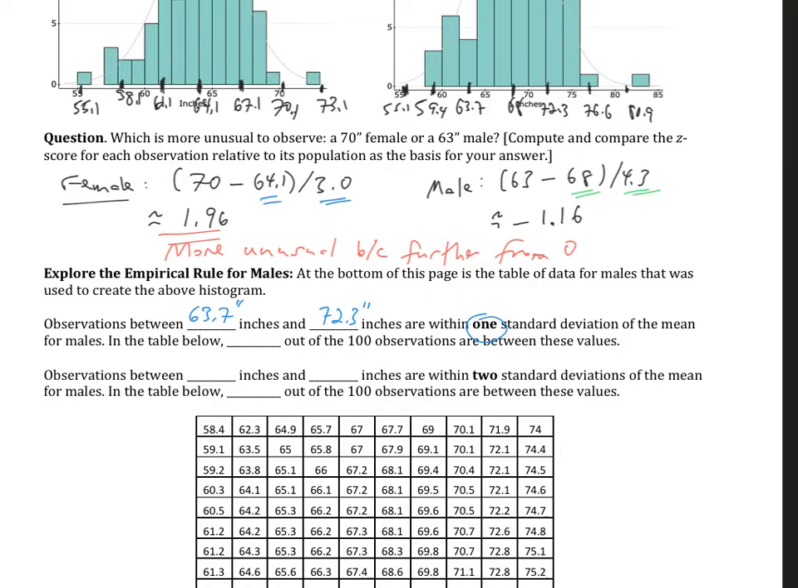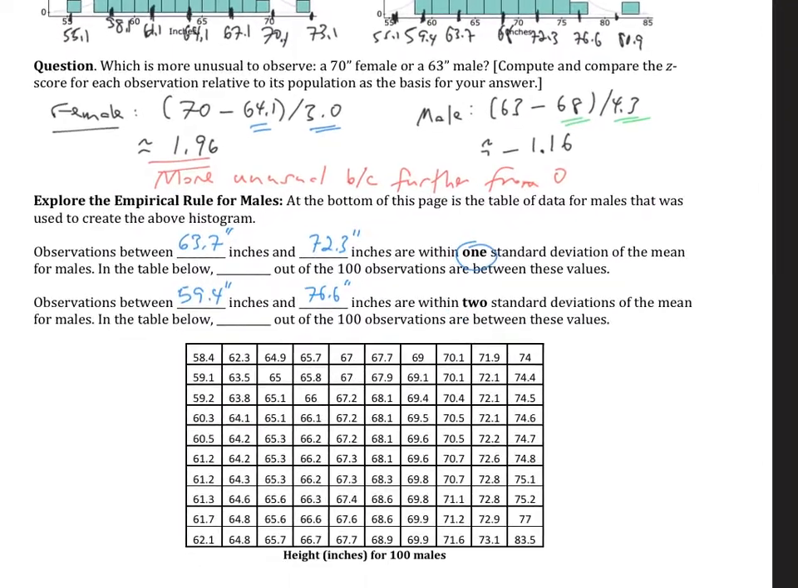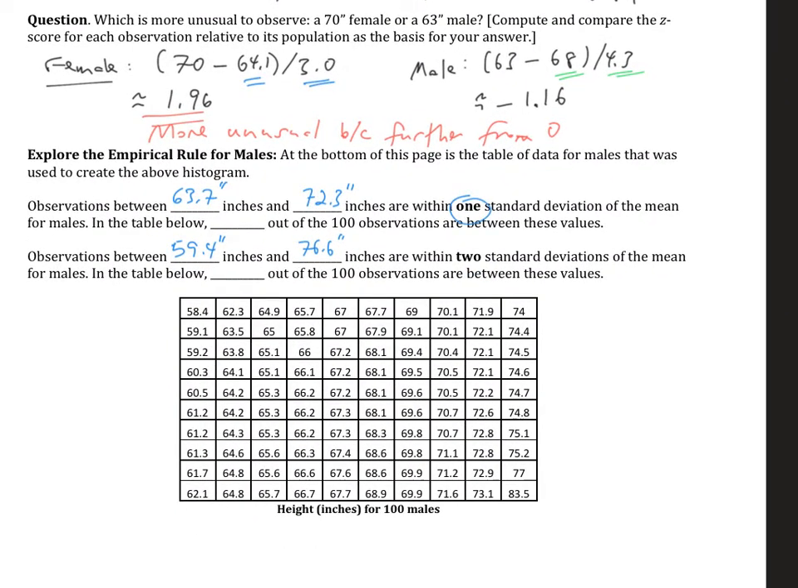So for 2 standard deviations, I do the same thing. I look to see what's 2 tick marks below the mean in my picture. So that's the 59.4 and the 76.6. That's the value that's 2 tick marks below the mean and the value that's 2 tick marks above the mean. And so finally, all I'm going to do down here is count how many of these real data values. There's 100 of them, so it'll be easy to convert to percentage. But we can count how many data values really fall in between those 2 numbers.